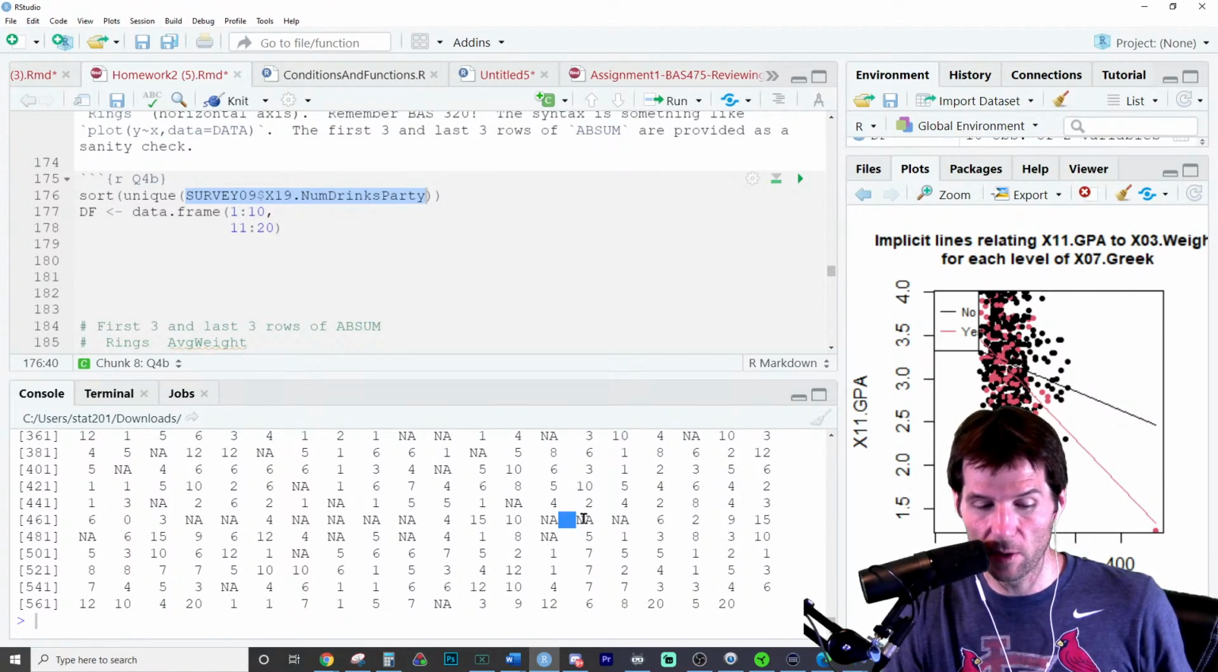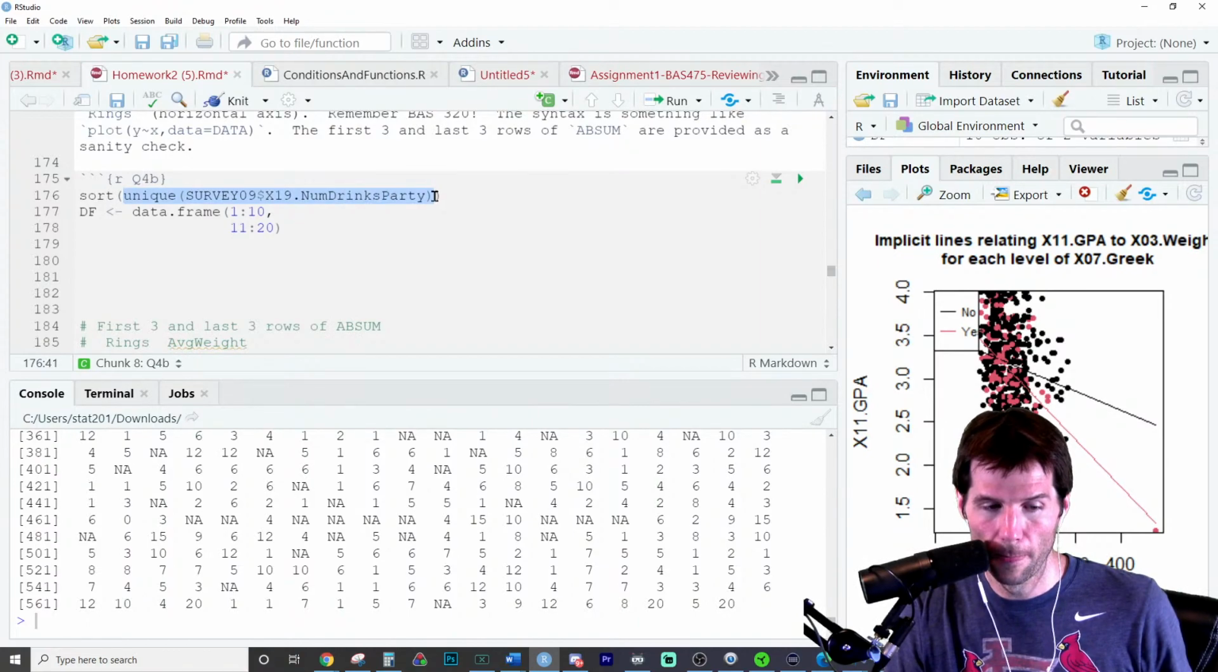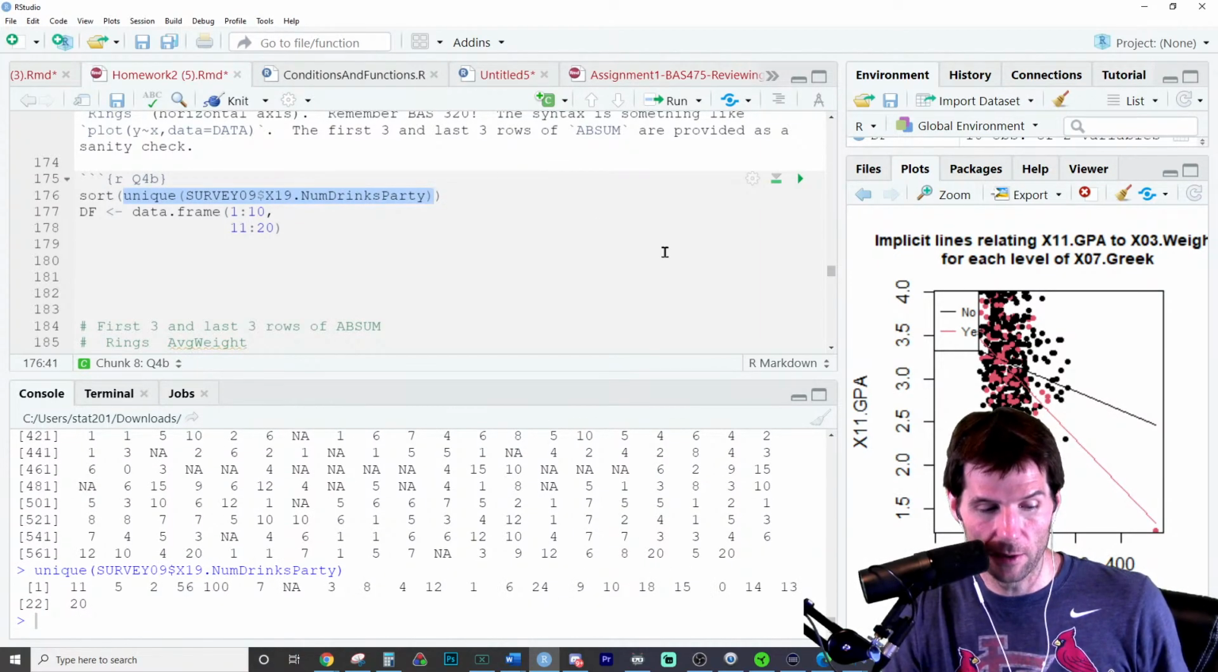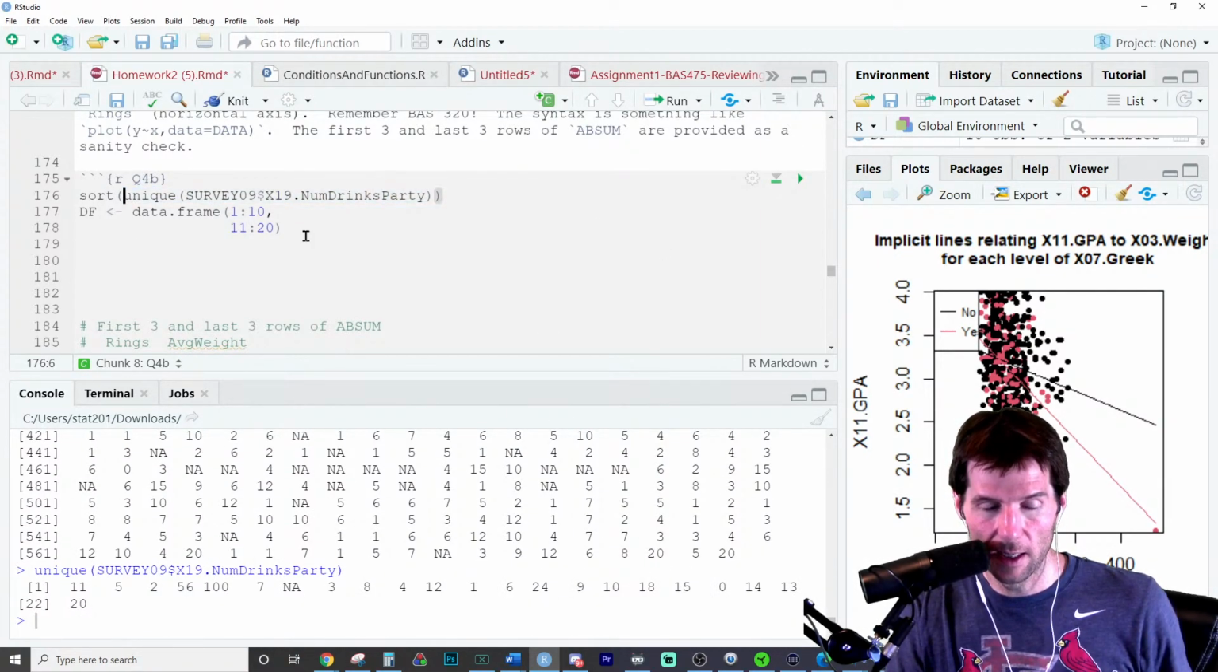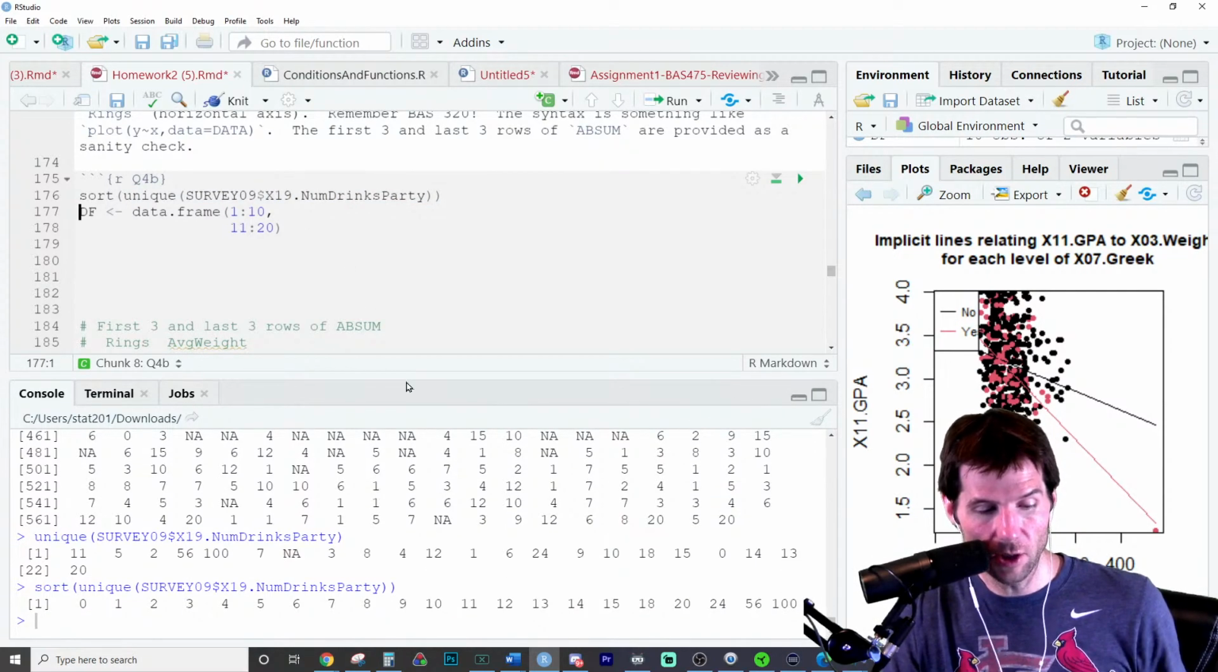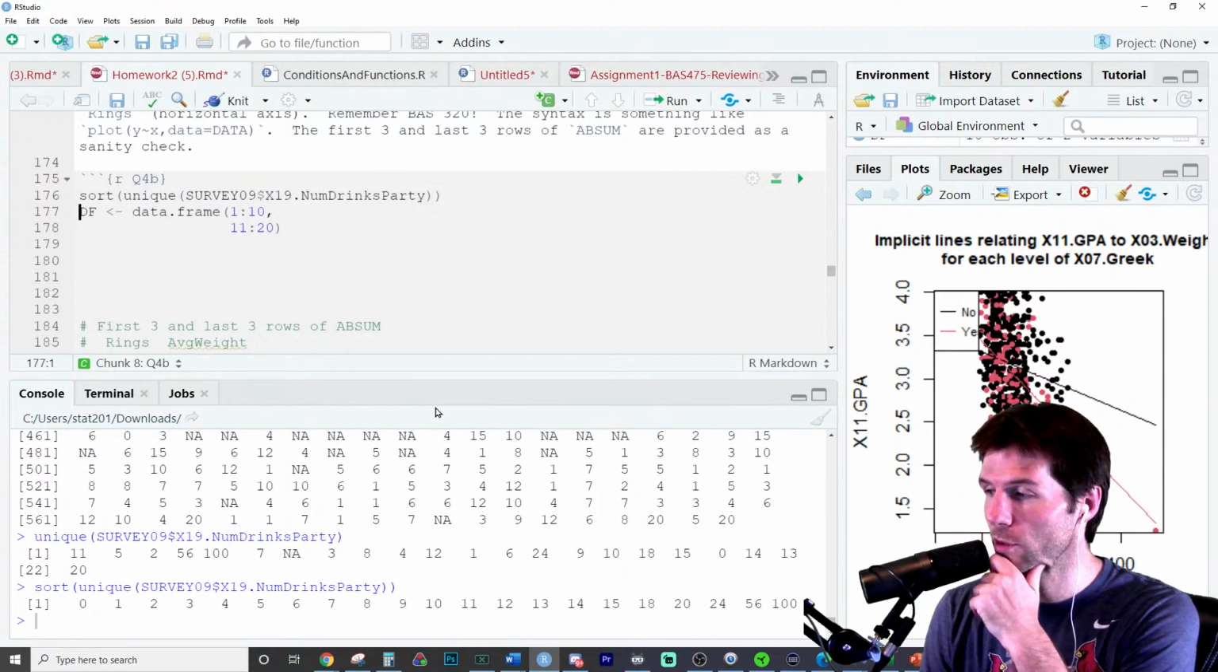A lot of people didn't answer the question. These are NAs, meaning they didn't answer, which may mean they just don't go to parties. That's totally cool. And then we have here the unique values. Look at how NA is part of this. And now we have the sorted vector. And it actually removed the NA. That's interesting. I didn't know sorting would remove that.